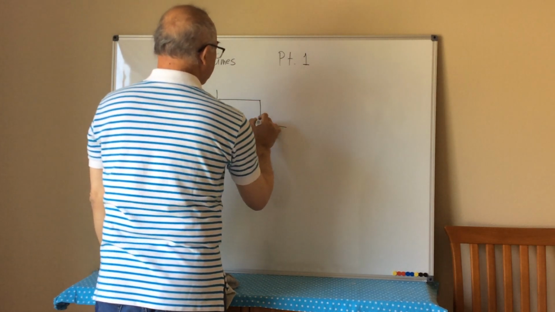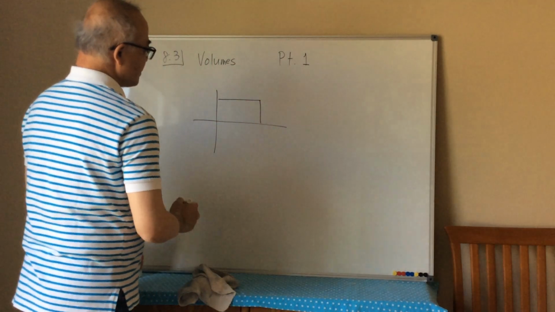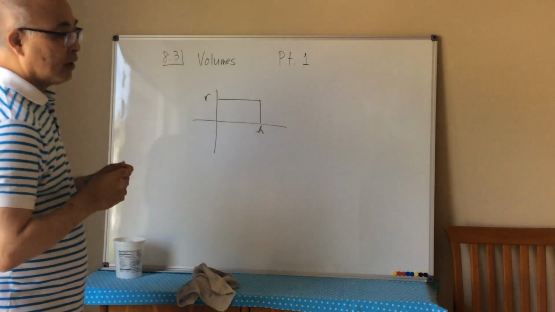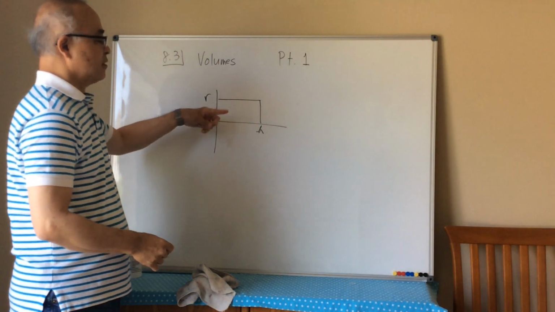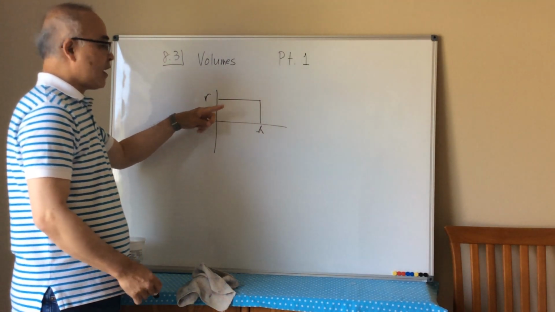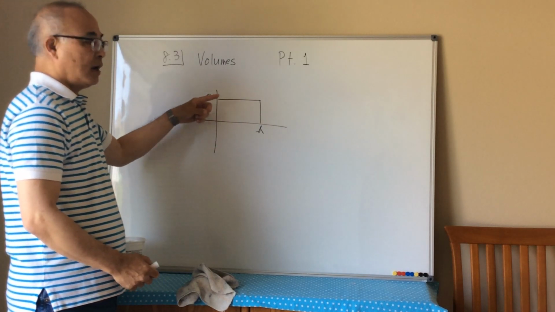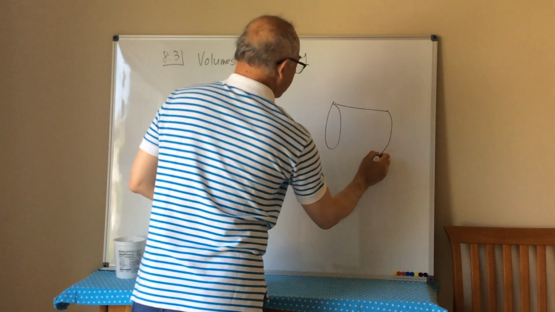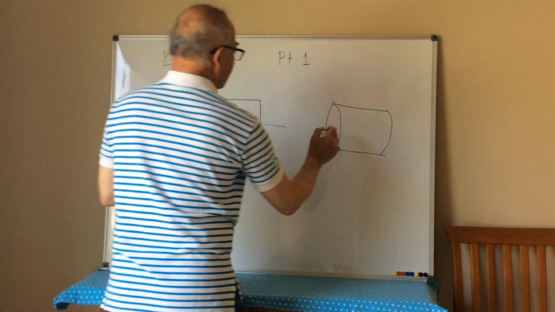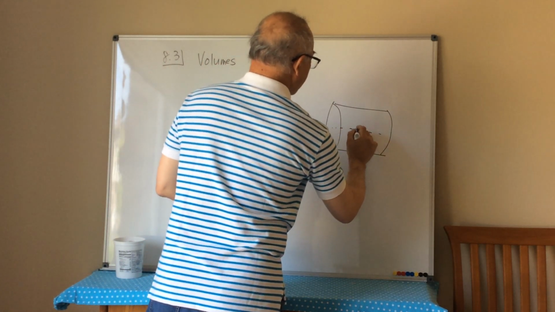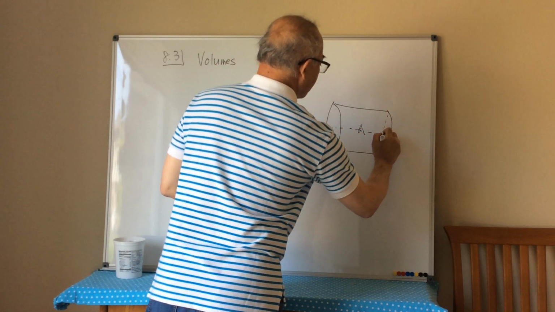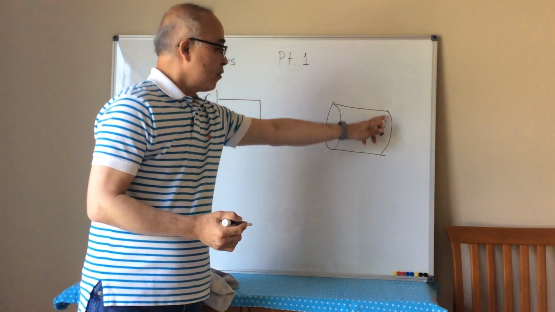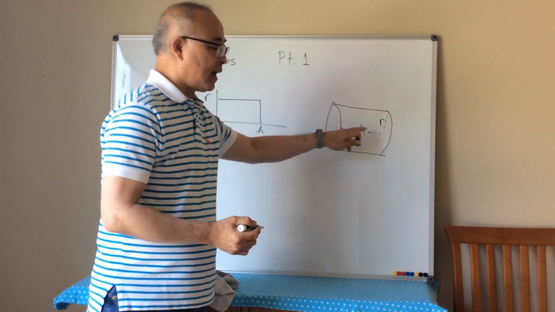So let's say that I had a rectangle that looks like this, and we'll call this height H, and we'll call this R. And I'm going to go ahead and rotate this around the x-axis. So I'm going to end up with what? I'm going to end up with a cylinder, right? A cylinder that looks like this, with H and R. So this is basically a cylinder with a radius of R on the bottom, with a height of H.